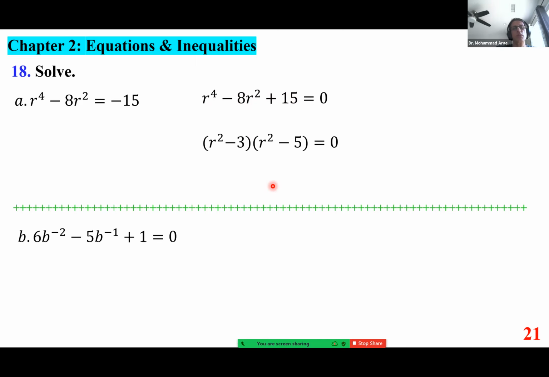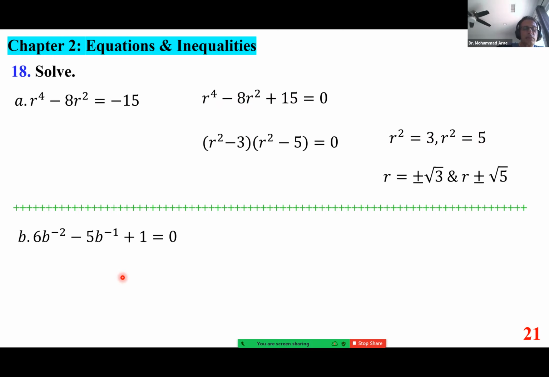So r squared is 3 or 5. If r squared is 3, r is plus minus square root of 3. If r squared is 5, it's plus minus square root of 5. We're going to go with the substitution.